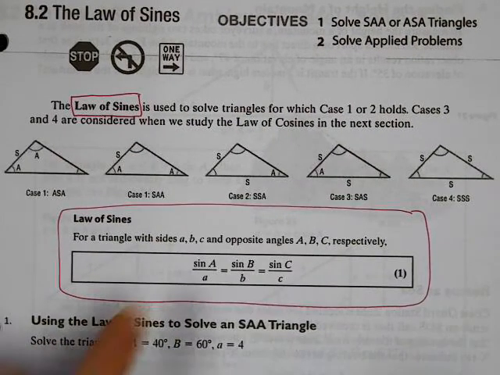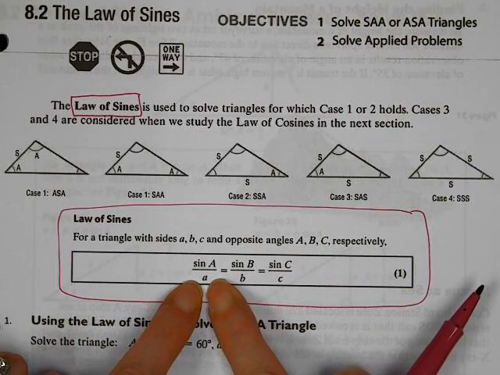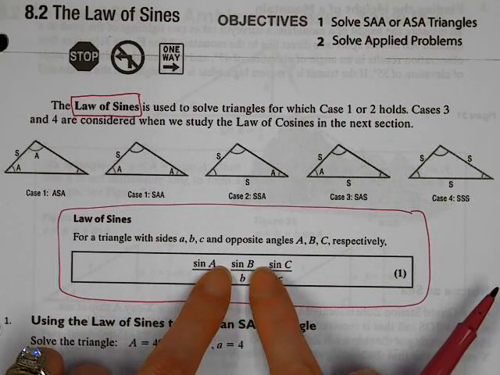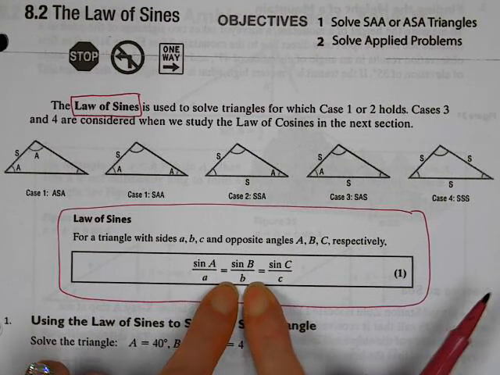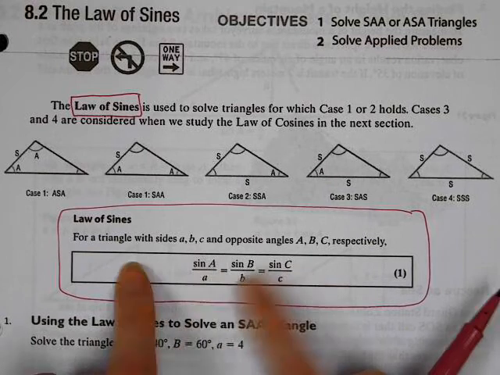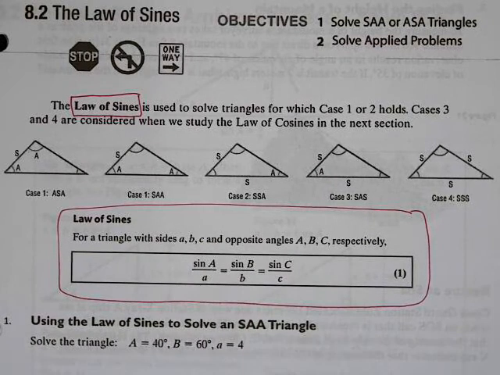It tells us that the sine of an angle over its side is equal to the sine of a different angle over its opposite side. And you can pick any two of these to just cross multiply and solve. So it kind of depends on what you have.